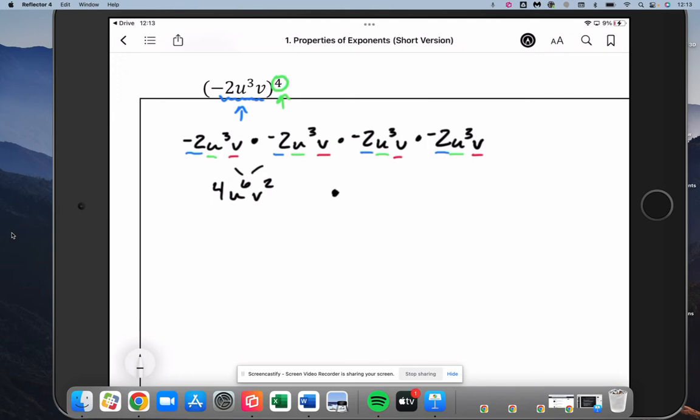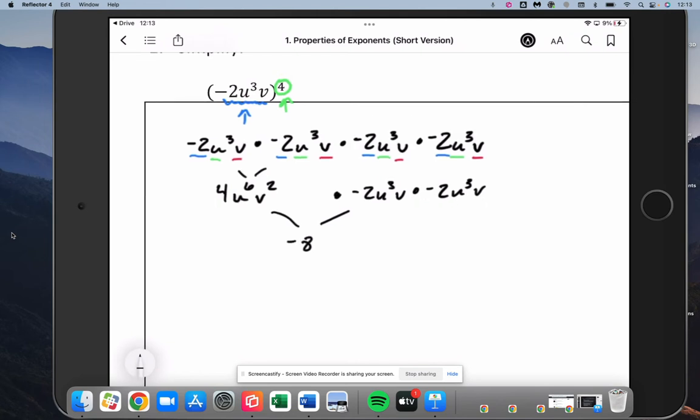Now I still have this negative 2u to the third power of v times negative 2u to the third power of v over here. So we'll do the same process with these two. We're going to have 4 times negative 2 is negative 8. U to the 6 times u to the power of 3, I need to add those exponents. I get u to the power of 9. V to the power of 2 and v to the power of 1 makes v to the power of 3. And I still have a negative 2u to the power of 3v.